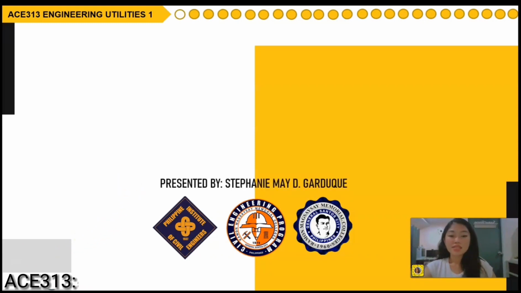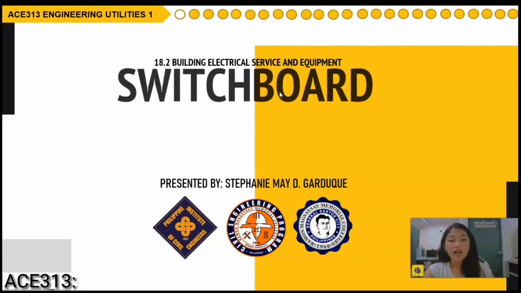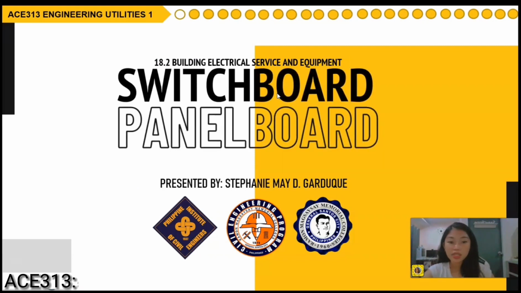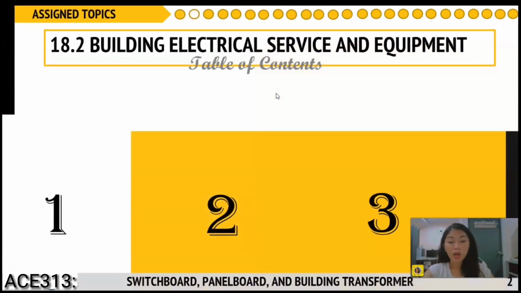I am Stephanie Maydi Gardoque, and for today's video, I am going to present and discuss to you the continuation of Chapter 18.2, Building Electrical Service and Equipment. And these are the switchboard, the panel board, and the building transformer. As you can browse on our book, or shall we say the PDF that was given to us by our instructor, this topic is on page 596.